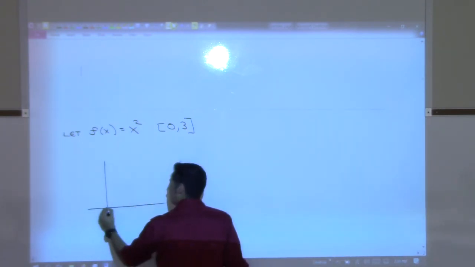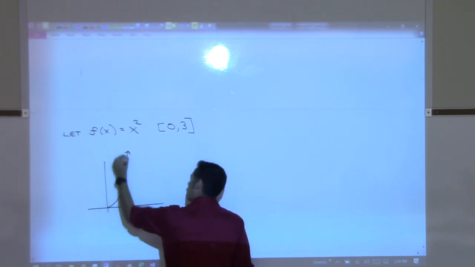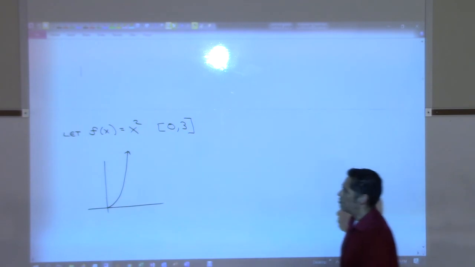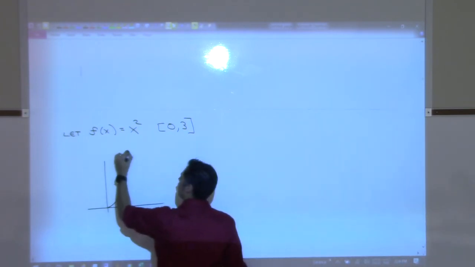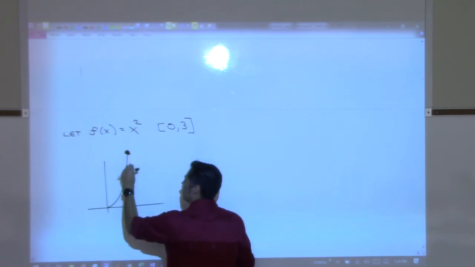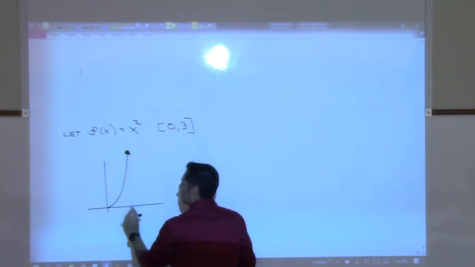So if we graph this, it is a parabola, right? Like this, and we're only looking at the right side from 0 to 3. I should probably stop it here and put a dot. So what we're trying to do is find the area underneath here.